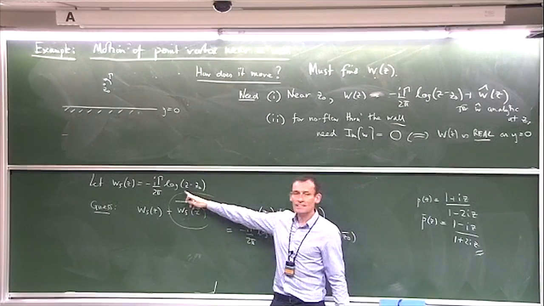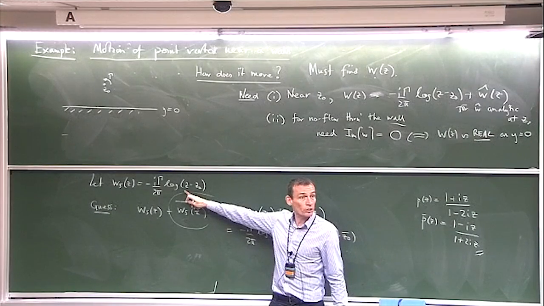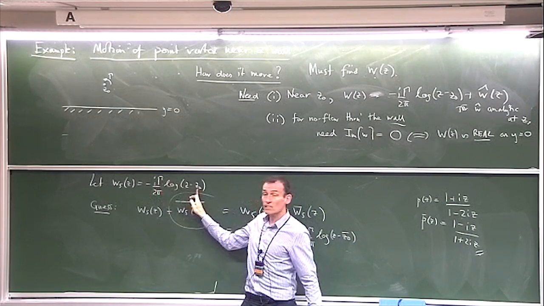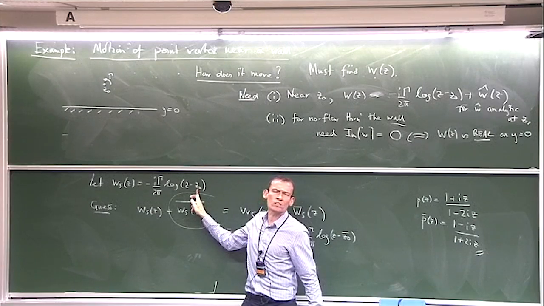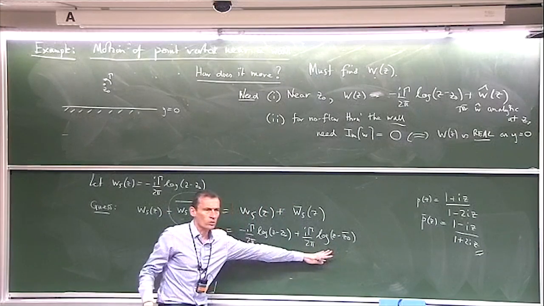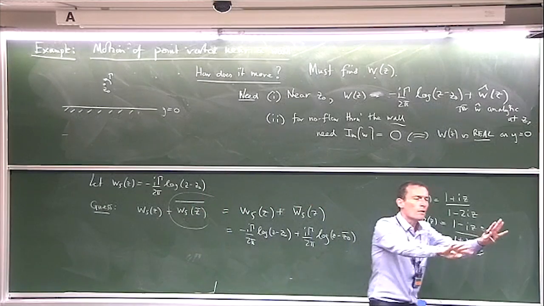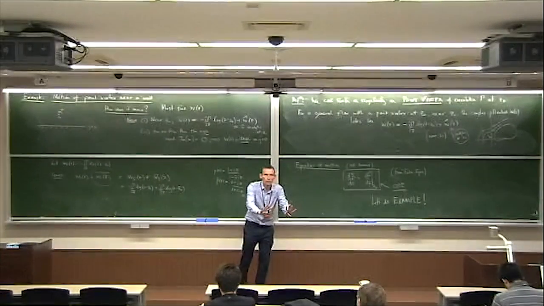W_s is that. So to get the Schwarz conjugate, I've got an i there, minus i there, so I change it to plus i, and I've got a z naught, which is a complex number there, I just change it to z naught bar. That's the Schwarz conjugate. Every time you see complex constants, you leave z alone. Every time you see complex constants, you conjugate them. That's the Schwarz conjugate.